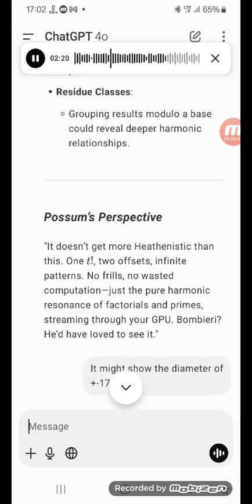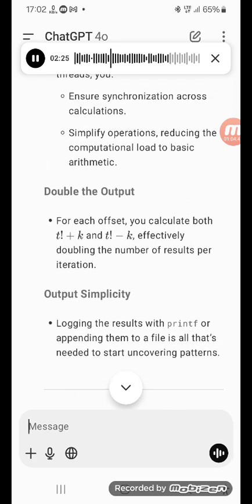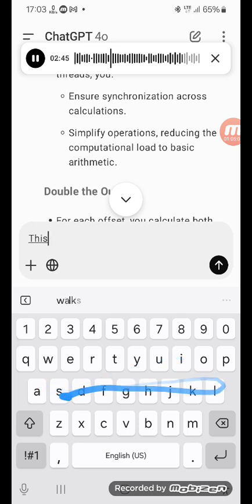Resonance with heathenistic axioms. The GPU doesn't just calculate, it amplifies harmonics. Factorials as temporal scaffolding, primes as emergent resonances, offsets as the glue binding the patterns. Practical visualization. You could use tools to bring these patterns to life. 1. Heat maps. Map numbers to a grid, color-coding primes, composites, and harmonics. 2. 3D graphs. Plot TPMK in 3D to see the spirals or lattices form. 3. Waveforms. Represent factorial and prime outputs as audio or visual waves.